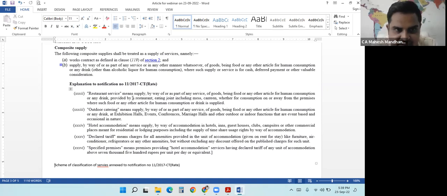But having said that, since this circular is given by the CBIC, the ball is in the court of taxpayers. They can go for litigation, and if this point is properly litigated at higher forums, certainly the case will be in favor of taxpayers, because even though supply of food is treated as a service, it can never be treated as restaurant service in all the cases where there is no element of service or restaurant service at all.